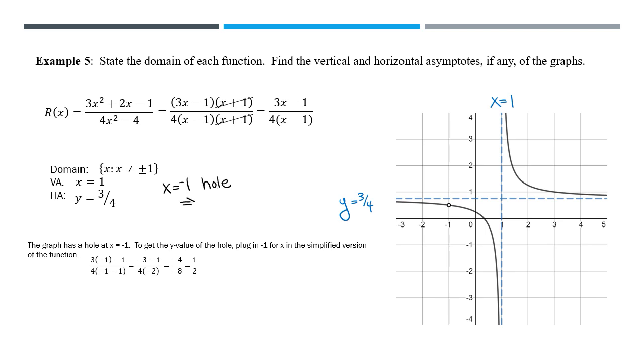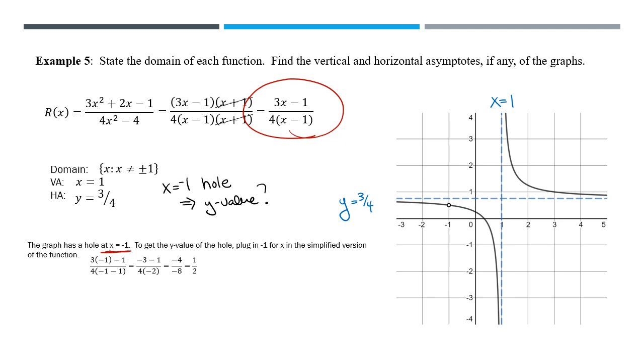Okay, but you still need to know the y value of the hole, because literally this is a point that goes on the graph. Just instead of being a closed circle on the graph, it's an open circle. To get the y value for the hole, and you're going to need this in the next section in 3.4, what you want to do is go to the reduced form of your function.